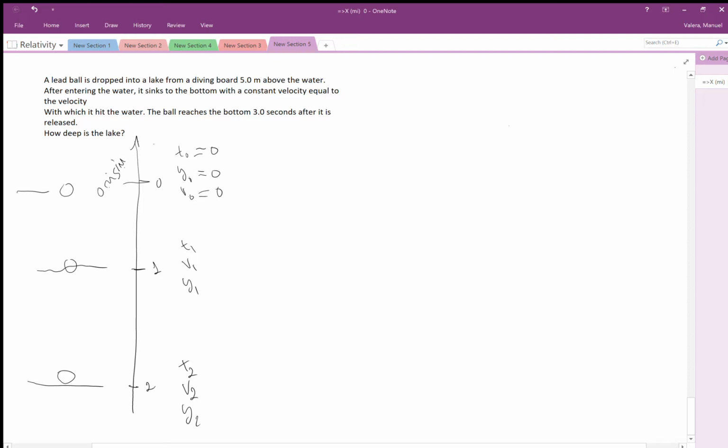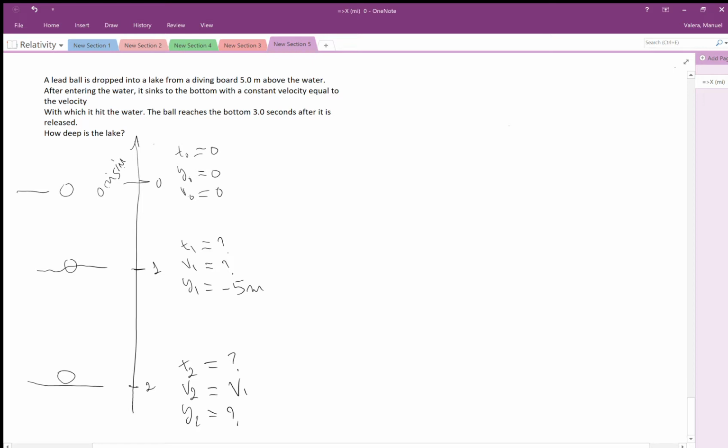So let's see at 1. T1, we don't know what that is; we might need to find that. V1, we don't know what that is; we might need to find that. And Y1, because of our choice of coordinate system, would be minus 5 meters. So T2, we don't know what that is; we might need to find that. V2, we don't know what that is, but we know one thing: it's V1, because the acceleration in this segment is 0. And Y2, we don't know what that is, but that's what we need to find.